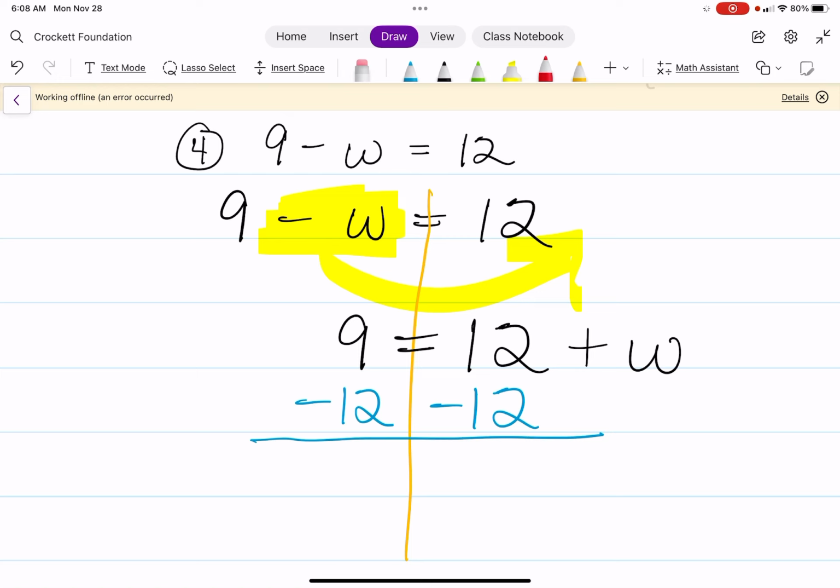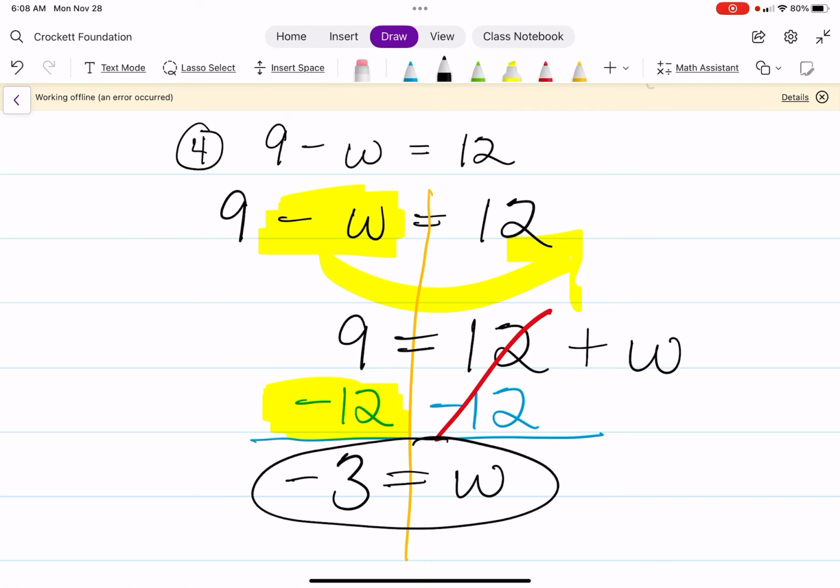By doing that, I get rid of the 12s, and then that leaves me what w is equal to. Now, these signs are different. What do you do with different signs? You subtract. 12 minus 9 is 3. And take a look at the larger number. The larger number is 12, which means that our 3 has to be negative. So w is equal to -3. And that will conclude our video.